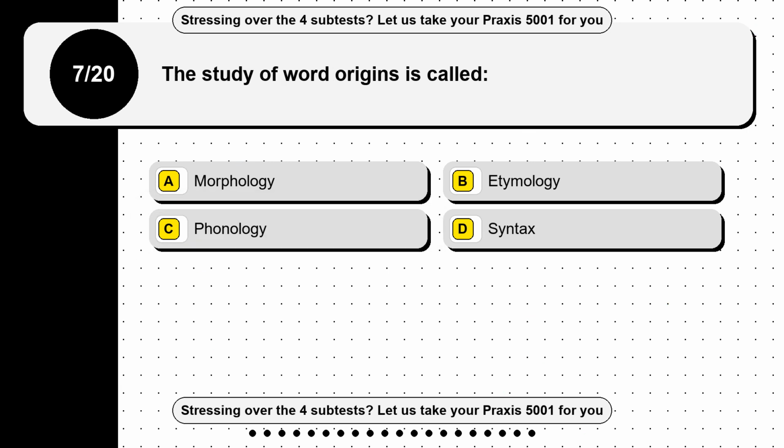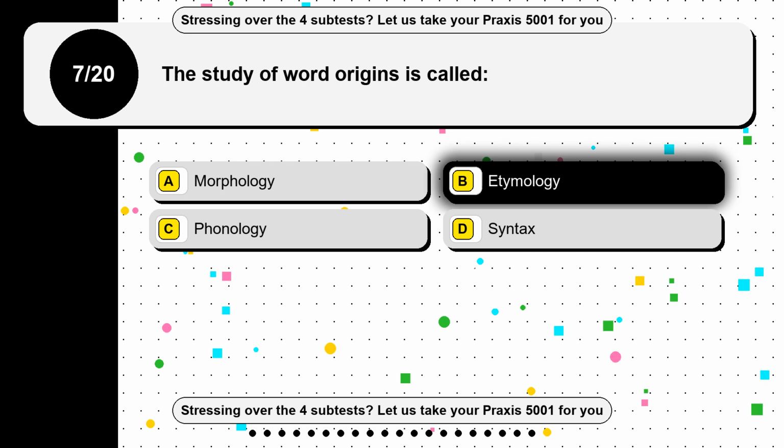Question 7. The study of word origins is called. Option A, morphology. Option B, etymology. Option C, phonology. Option D, syntax. The correct answer is option B, etymology.